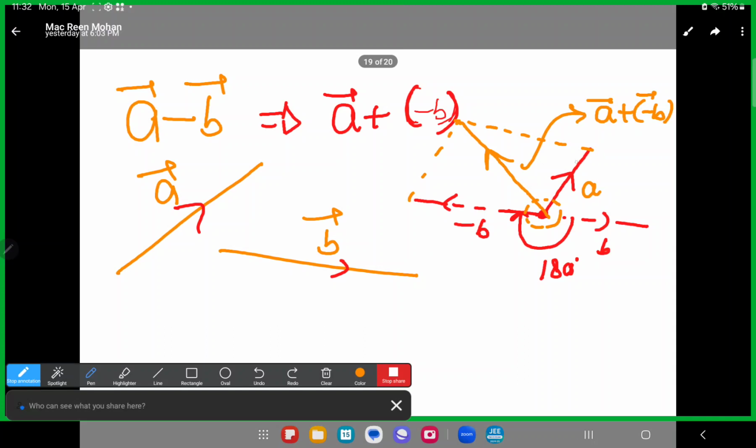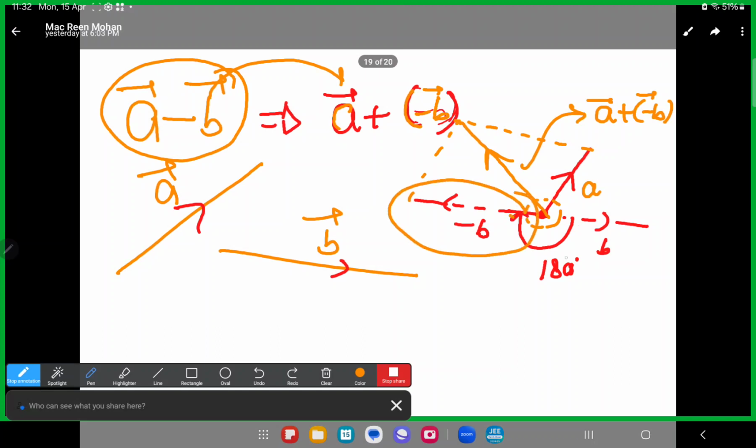Don't you feel we have used the same method of vector addition? But for A minus B, always remember it will be A plus minus B. So you have to flip the direction and add by using the parallelogram method or the triangle method. So this is all about subtraction.